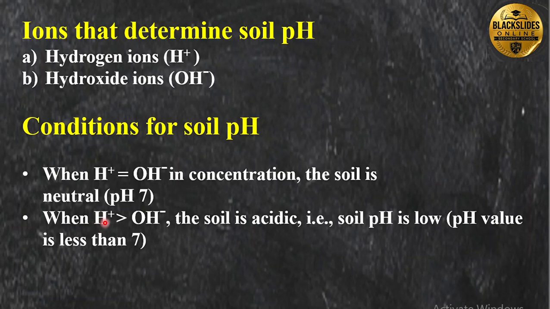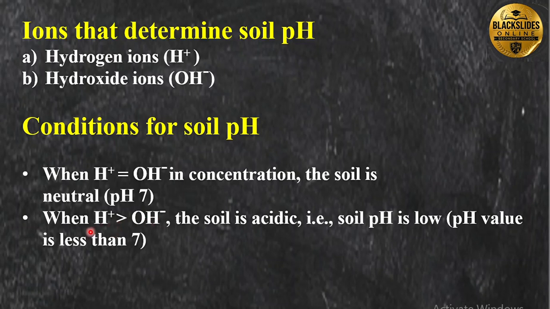But if in a given soil sample the number of hydrogen ions is greater than the number of hydroxide ions, then such a soil is considered to be acidic. A soil is acidic if the number of hydrogen ions is greater than the number of hydroxide ions. In such a soil sample, in terms of pH, the pH is lower than 7. Remember that the lower the pH of a solution, the more acidic that solution is.